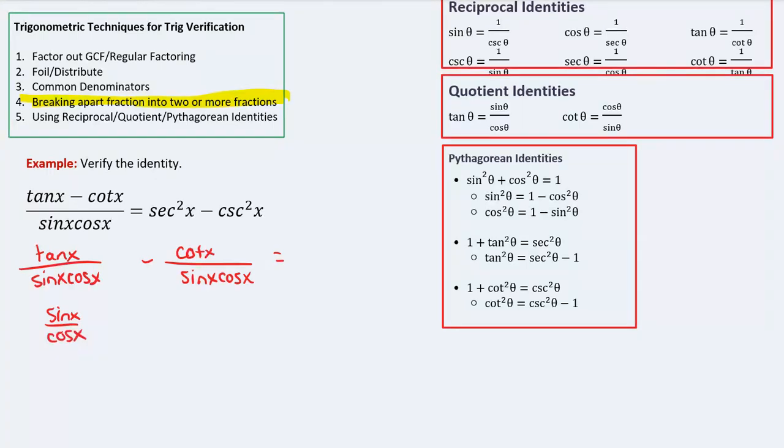And it's all being divided by sine times cosine over 1. So I could flip that and make it 1 over sine cosine. Minus cotangent, I could change to cosine over sine. And same thing, that fraction is sine cosine over 1. So if I flip, since it's a fraction divided by a fraction, the sines cancel out here, and the cosines cancel out over here.